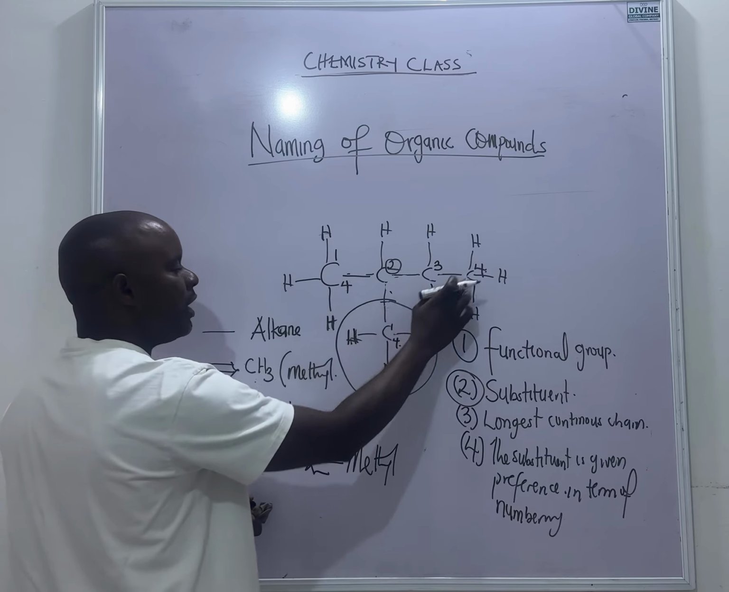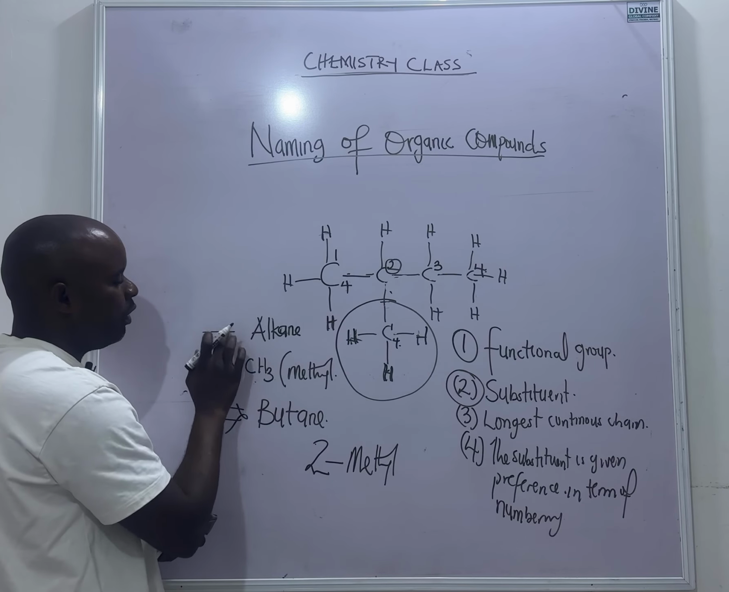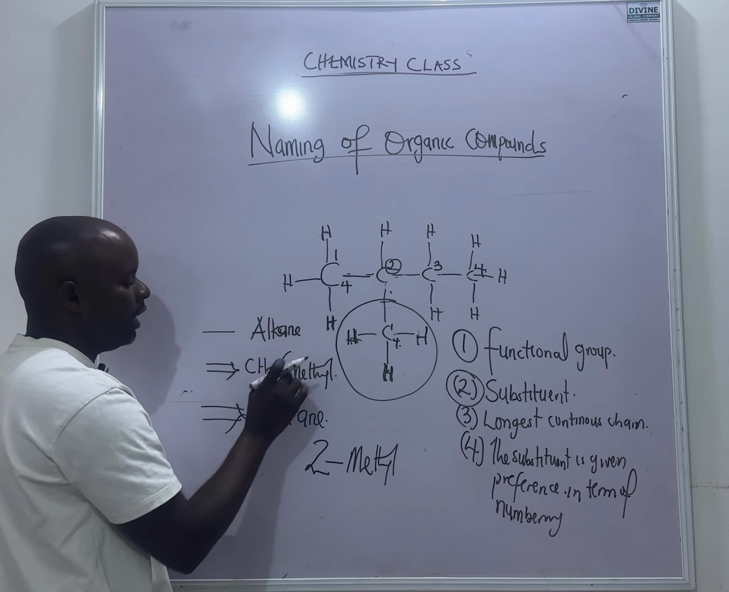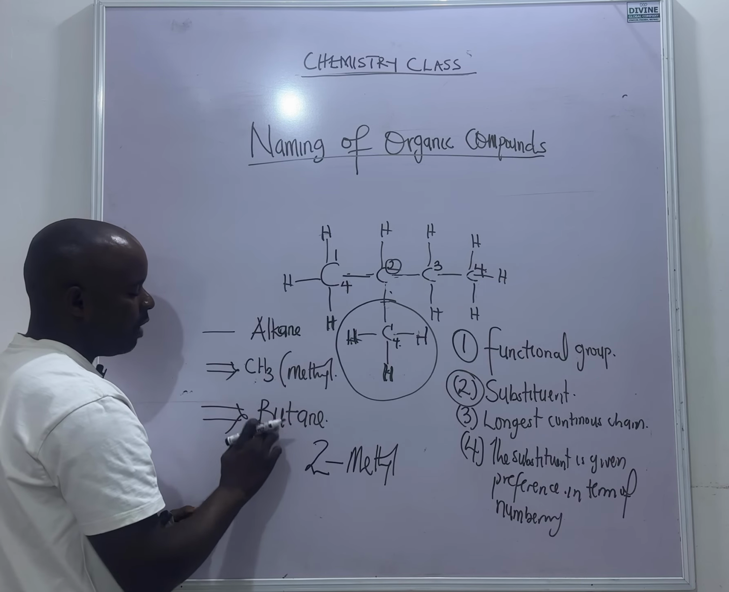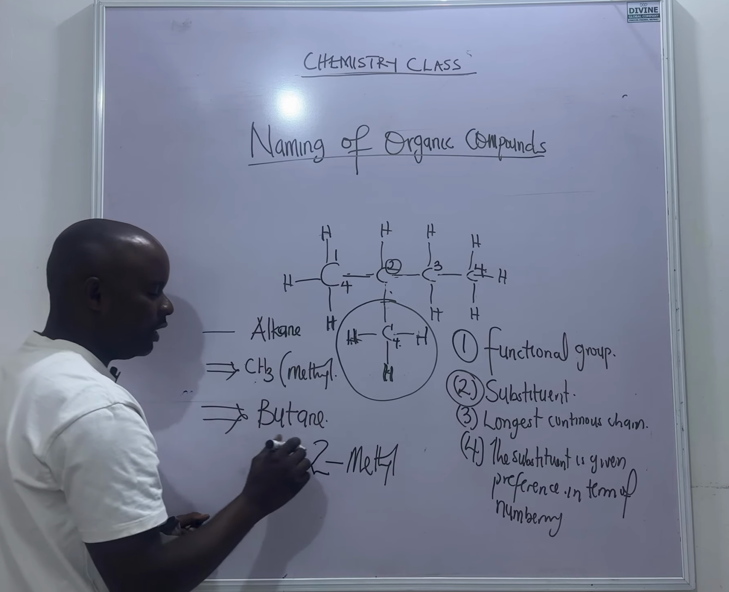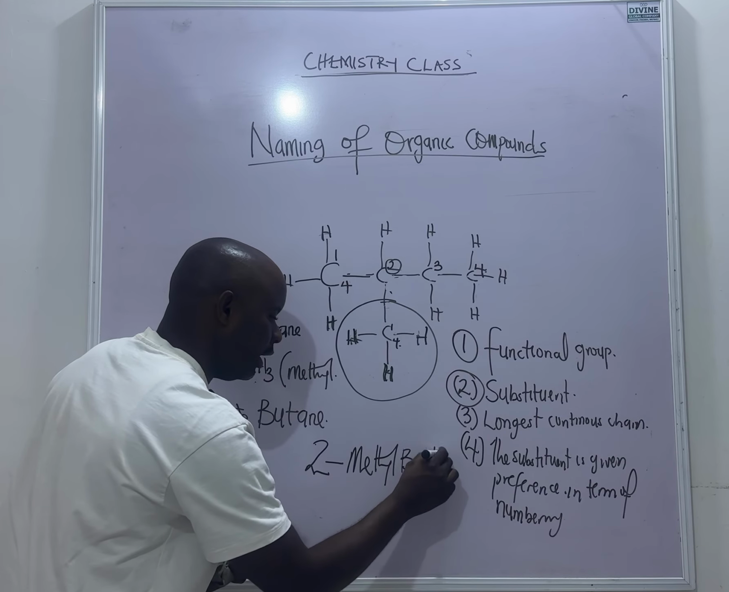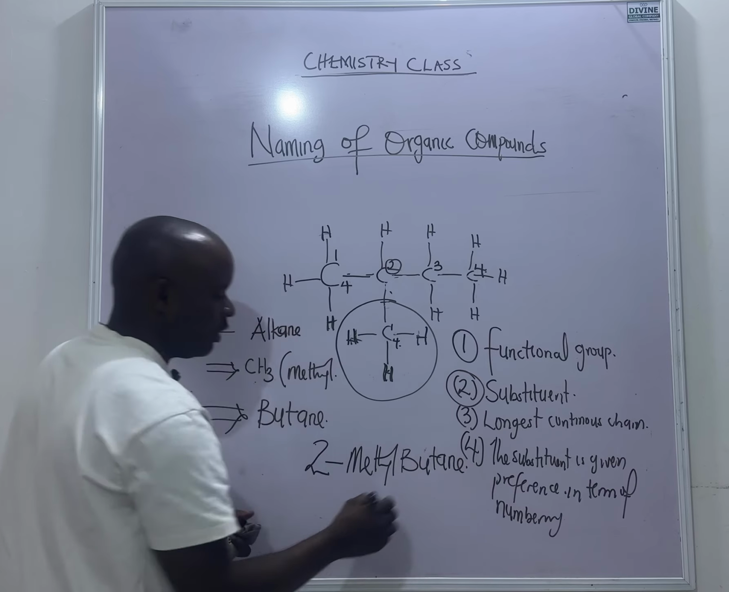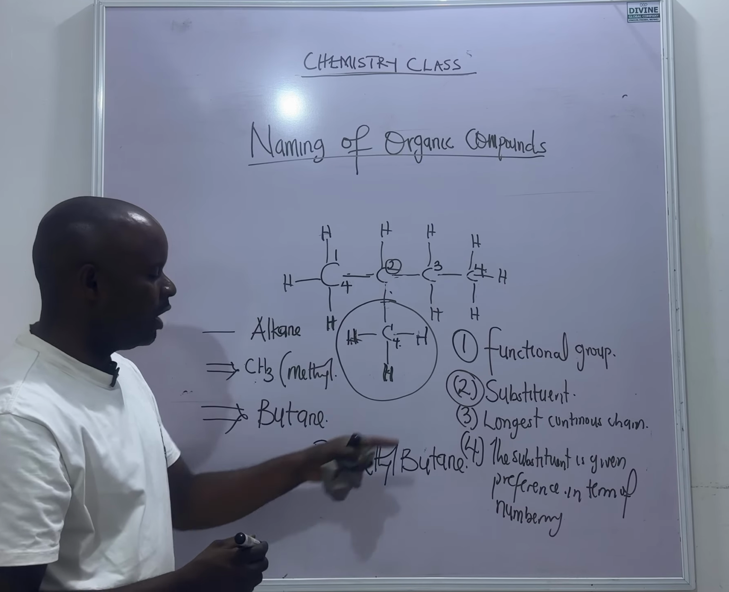So what is the parent name? Since it has a single bond, the family is alkane, and the four carbon atom is known as butane. So this compound is known as 2-methyl butane.